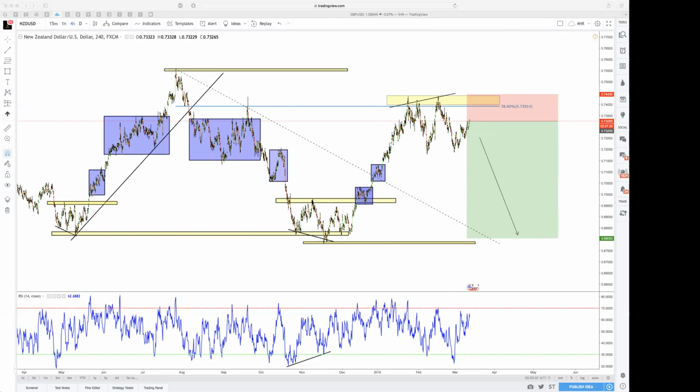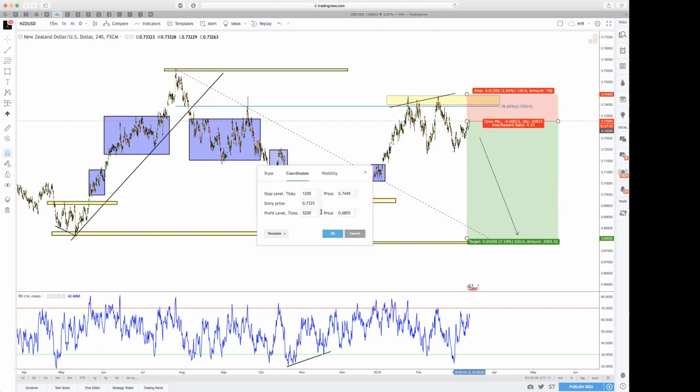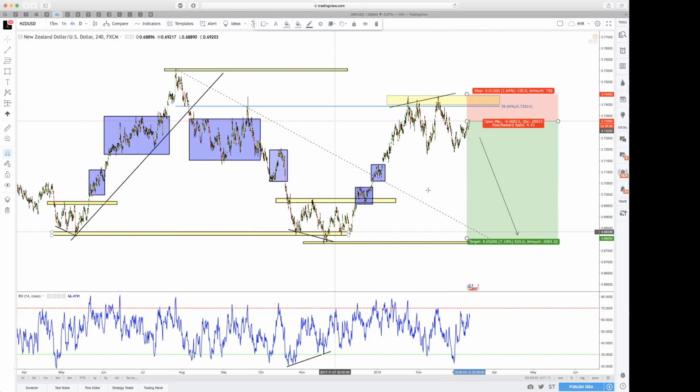Okay, paid signals. Now we're gonna sell NZD USD. Stop loss 0.74450. Take profit is 0.685050. Why is it an uneven number? Let me see what is going on. I don't know what's going on. Okay, it's fine.